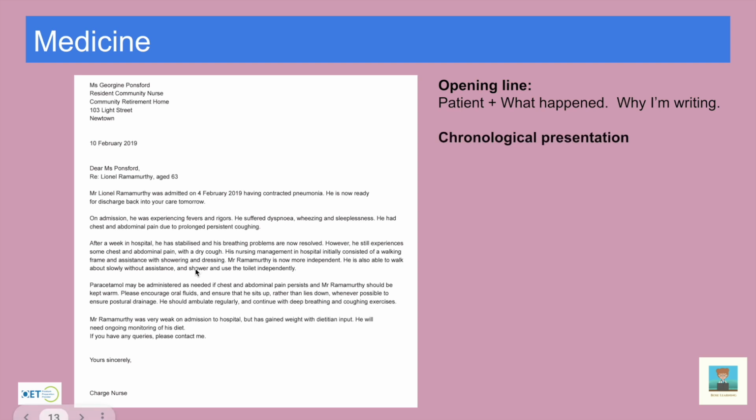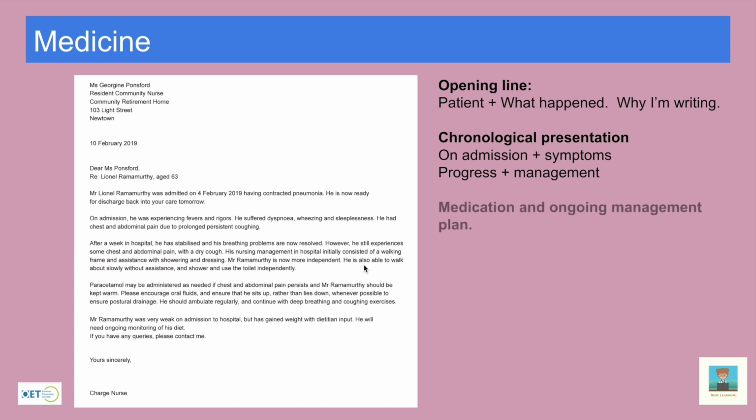In this case, again, we've gone back to a chronological presentation because that's what makes sense. On admission, plus the symptoms he was suffering at the beginning. Then what happened in hospital, his progress and how his symptoms and problems of pneumonia were managed. And then his ongoing needs and medication, paracetamol, and then, for example, make sure he ambulates regularly. Then we have that additional information, and again, that always comes at the end. He was weak on admission, he's gained weight, great, but he needs ongoing monitoring of his diet.